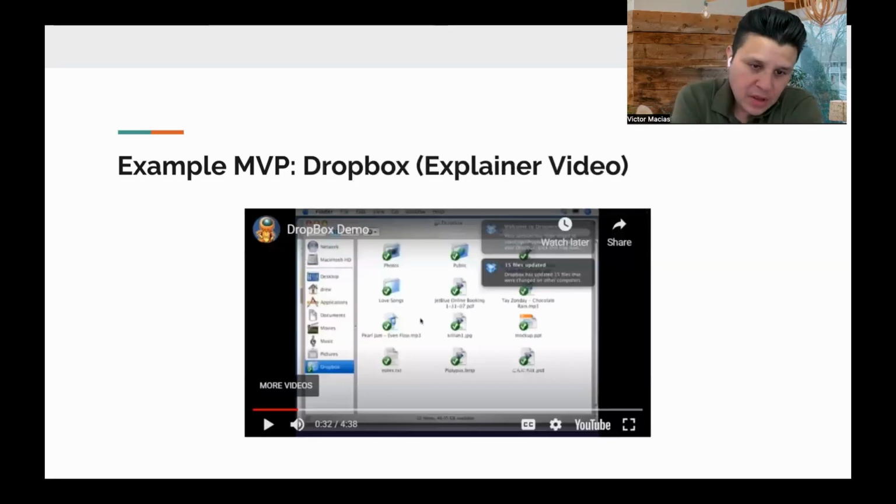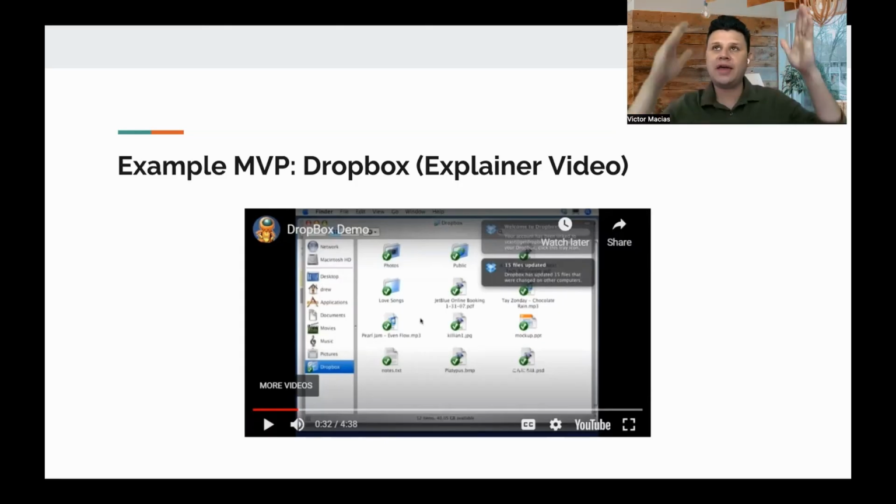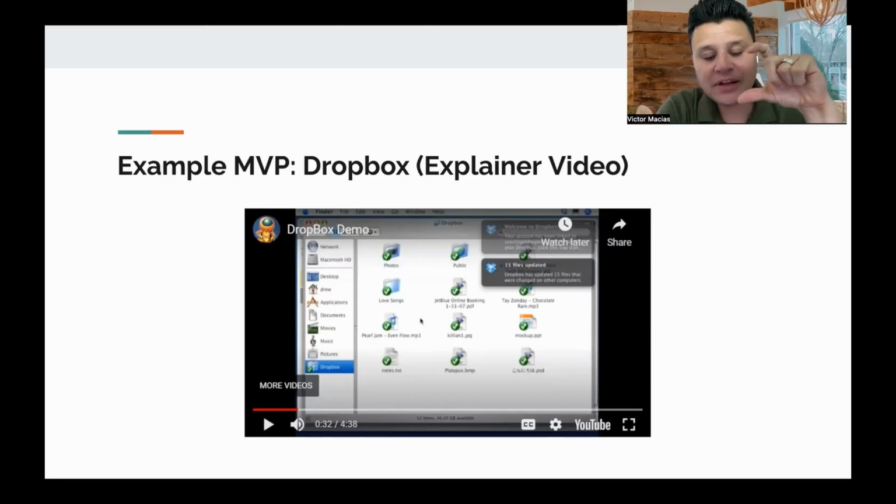Check this out. When Dropbox launched, their MVP was a simple video. Now, it wasn't even their product. It was a video of what Dropbox could do. So they had a one-page website. And on there was this video, here, 4.5 minutes. And they're walking through what Dropbox is going to be. Then underneath, they had a place for people to sign up if they were interested. This cost them almost nothing to test.